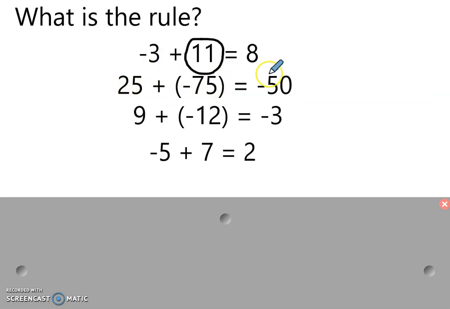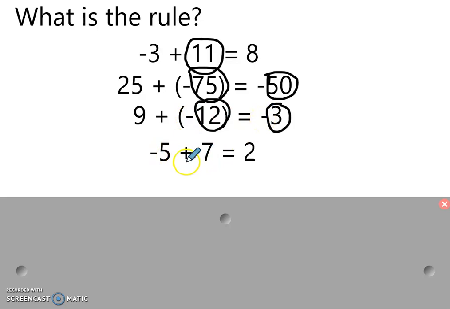The next one, two different signs, so we're actually going to subtract these numbers. 75 minus 25, so that's how I got 50. But why is there a negative? Because the 75 is bigger. The absolute value of 75 is bigger, so I have a negative 50. Two different signs, so I'm going to subtract. Just pretend that sign isn't even there. I'm just going to do 12 minus 9, 3. Why is it a negative 3? Because 12 is bigger. So the 12 has a negative in front of it.